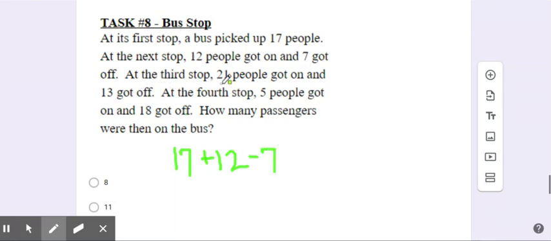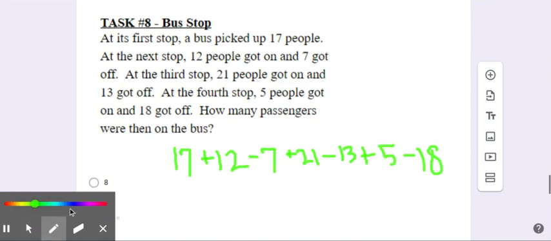At the third stop, 21 people got on. So let's add 21 because 21 are getting on. And 13 got off. So I'm going to subtract 13. 13 people get off. At the fourth stop, 5 people got on. So I'm going to add 5. 5 people got on, and 18 got off. So subtract 18. Now I'll add all these numbers up.